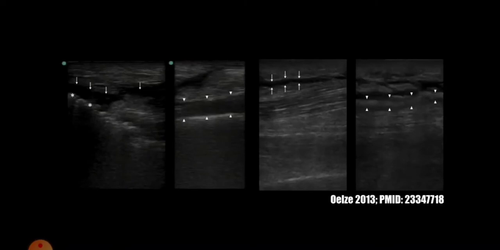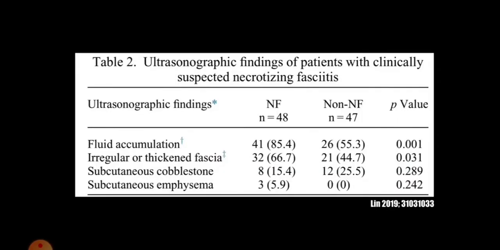Now, it's easy to focus in on the gas, but that's actually a later finding. The other thing to make sure to keep an eye on is the presence of a fluid layer in the deep tissues. And this is what you see here highlighted by all the arrows. This fluid thickness is arguably the most important thing to consider when trying to determine if the thing you're looking at is regular cellulitis or an NSTI.